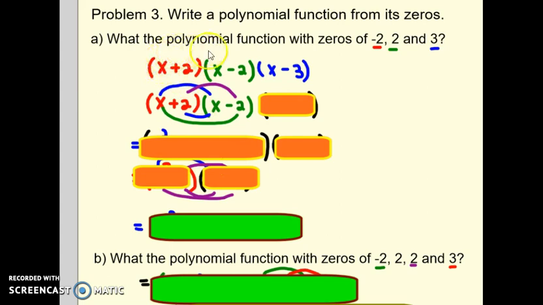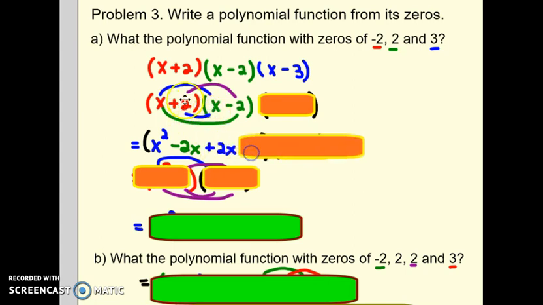So I'm going to multiply my first 2. I'm going to go x times x is x squared. And then I'm going to do my outer, x times negative 2, negative 2x. I'm going to do my inner, 2 times x is 2x. I'm going to do my last term, 2 times negative 2 is negative 4. But you notice these two are conjugates of each other, there's no middle term. I could have done that right away and saved a bunch of time and got x squared minus 4.